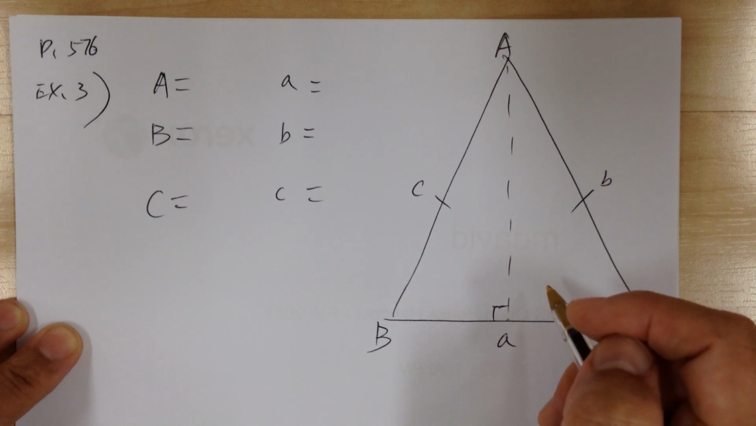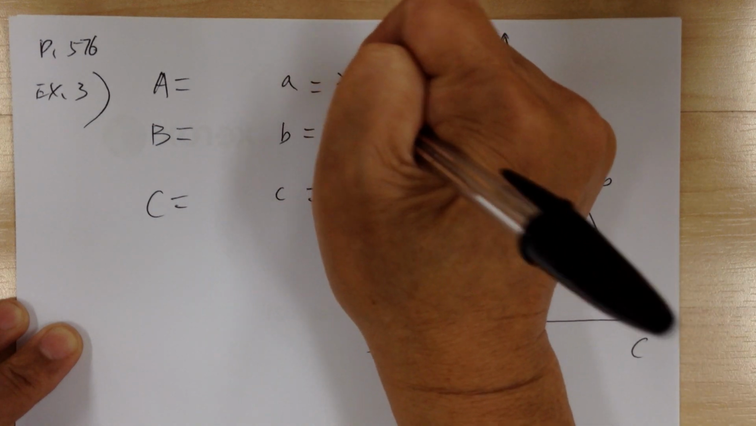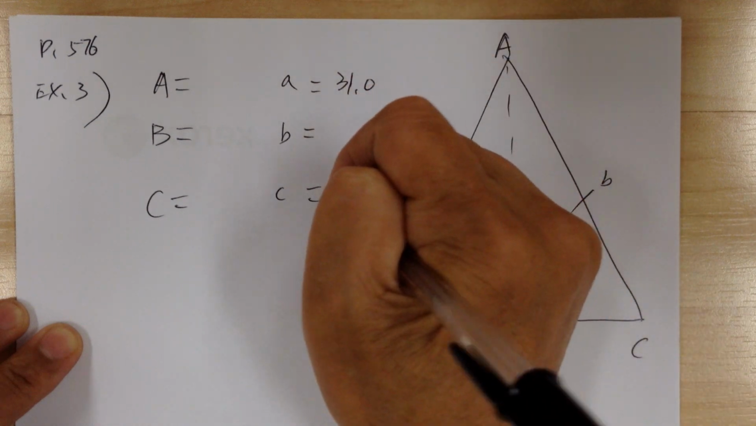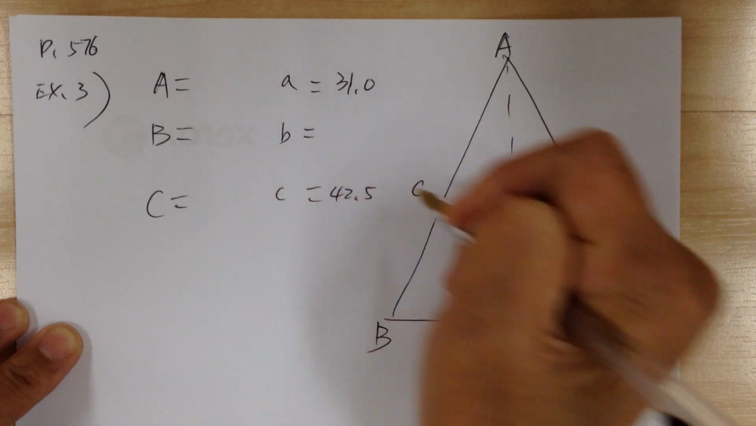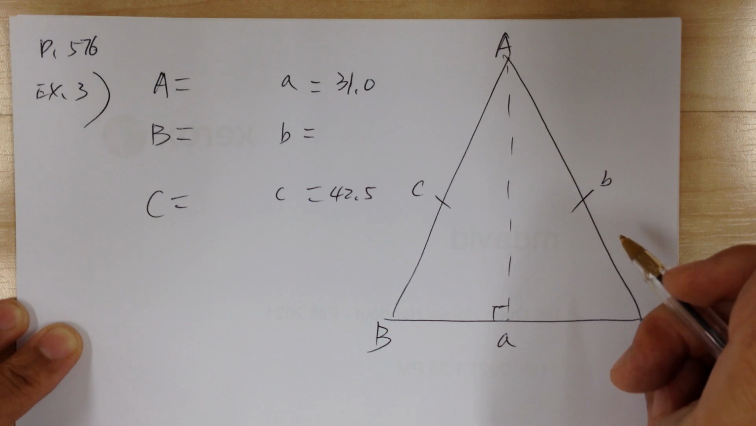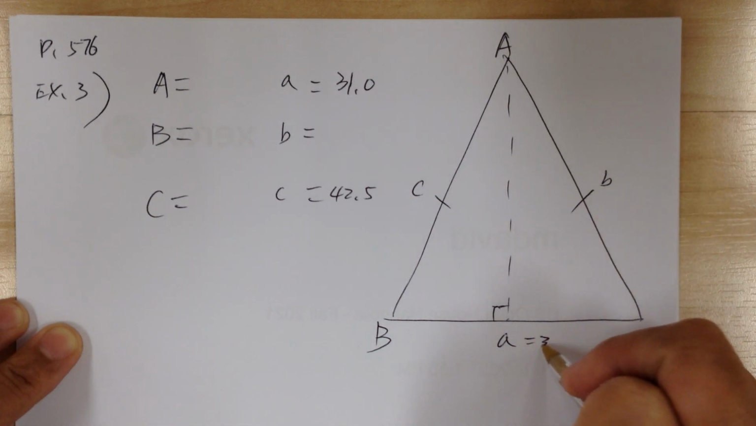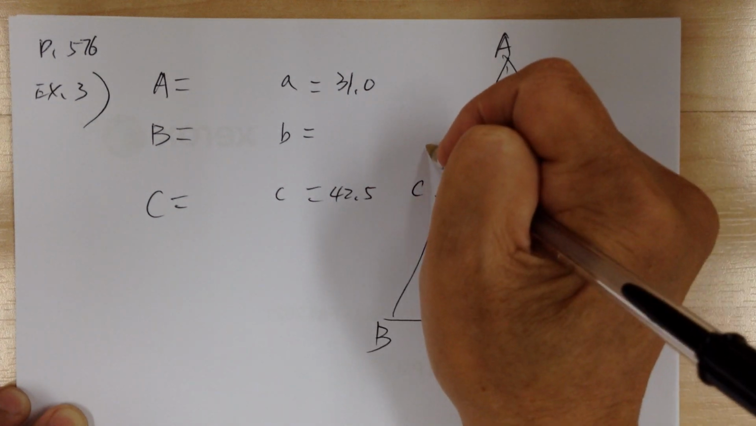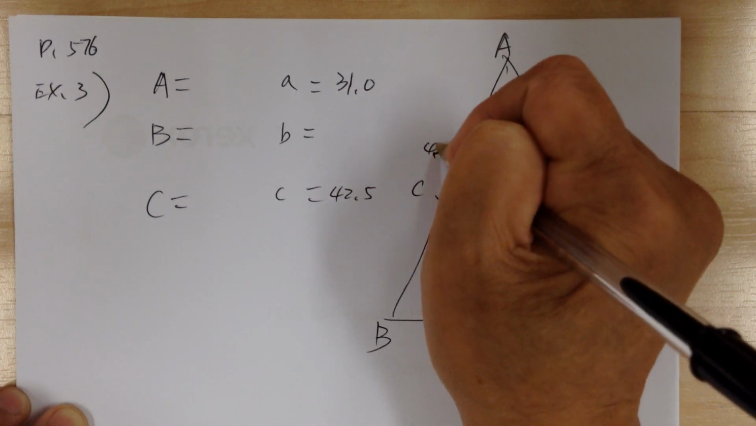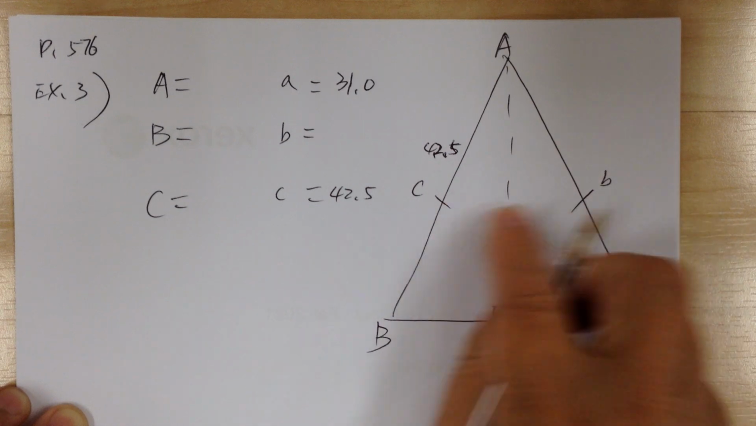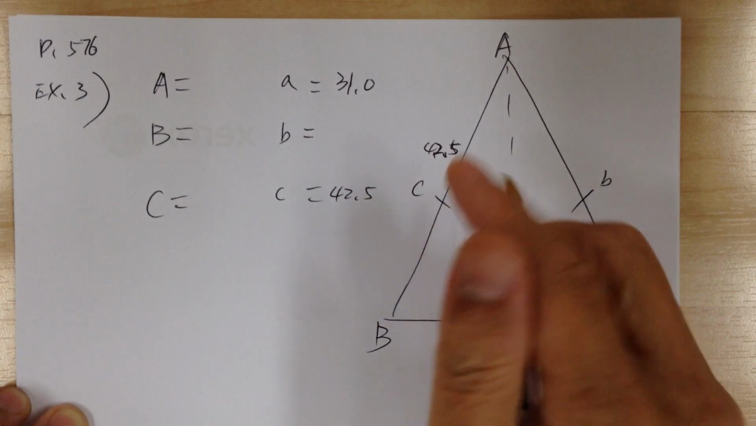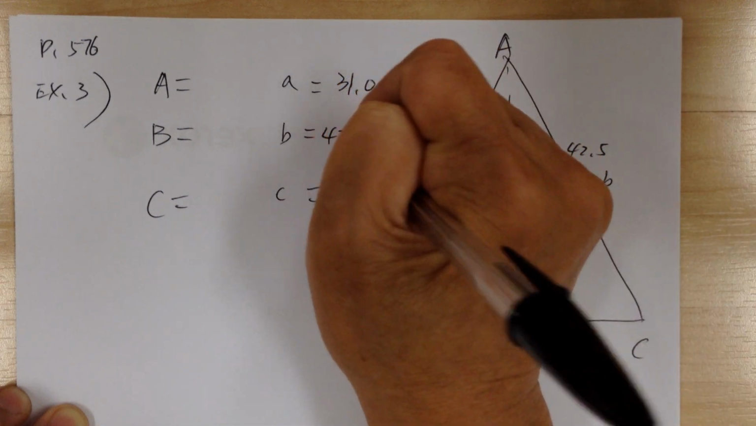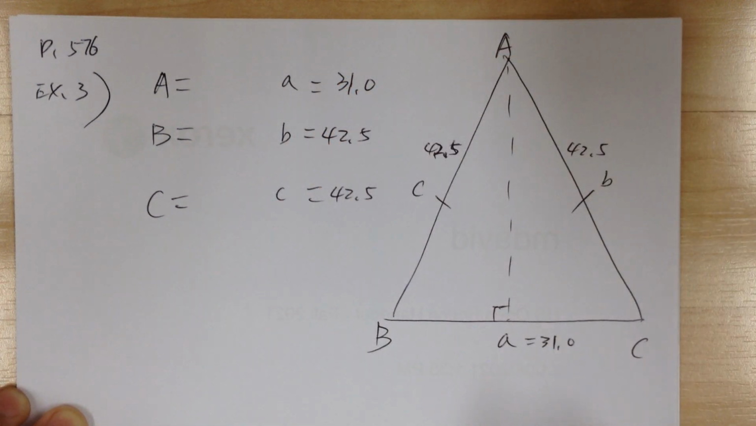So A equals 31.0, which is three significant digits, and C equals 42.5. I can label it over here to help you visualize. Since this is an isosceles triangle, these two are equal, so right away B will also be 42.5. Now we have to find the angle.